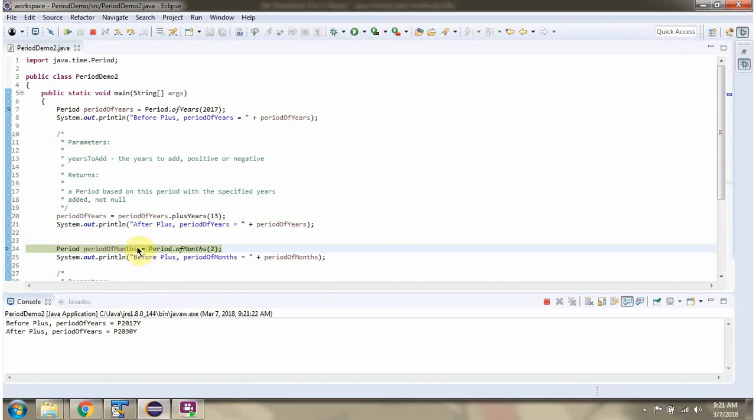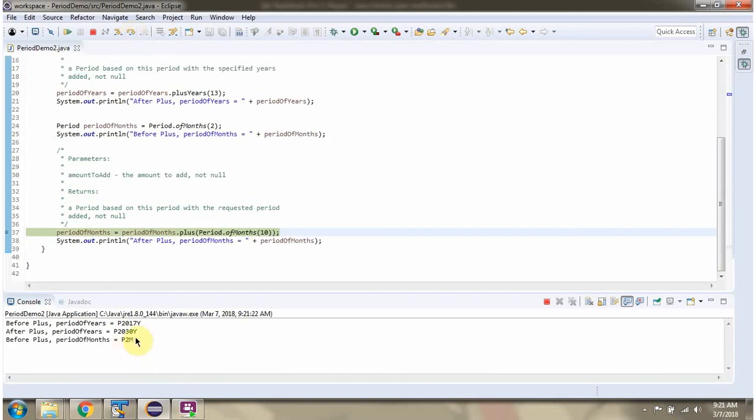Here I have created a period of months. Then I am calling the plus method and I am passing a period of 10 months. So 10 months will be added to the period of months.